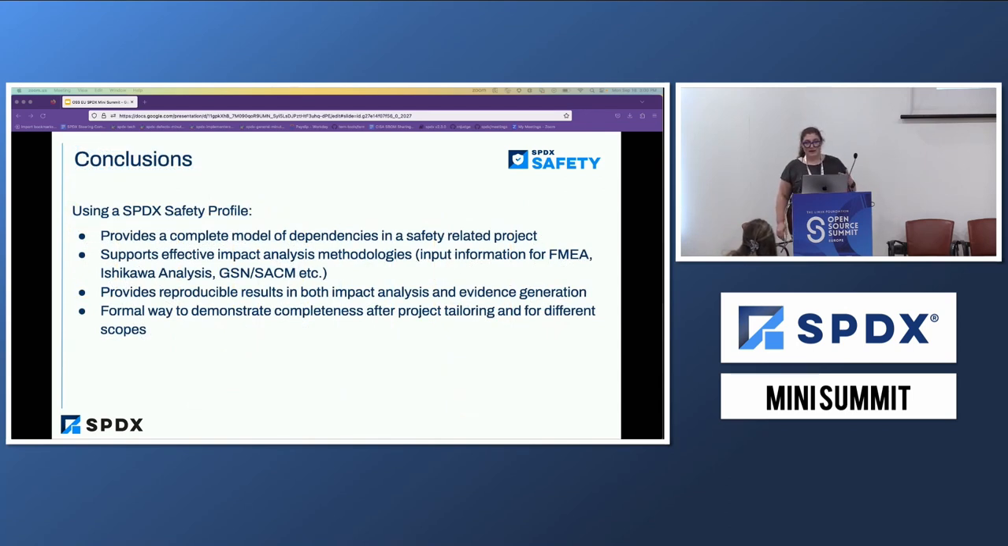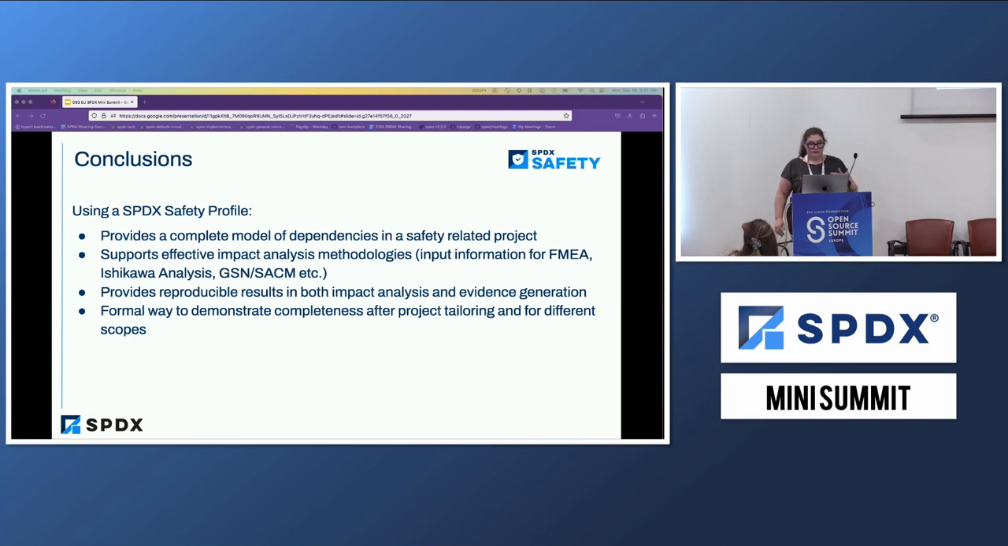So the main benefit that we will have with this profile is that we have the complete model of dependencies. It's not that we have something here, something there, something in a book, and some information you get at the water cooler or in the coffee kitchen. And you will be able to have deterministic impact analysis methods. There are a lot of methods around, but you can use this as input for doing an FMEA or an Ishikawa analysis or whatever you want to do. You have really defined sources and dependencies to do this.